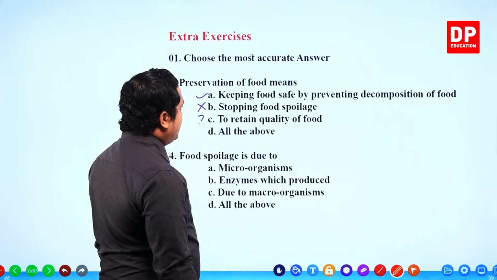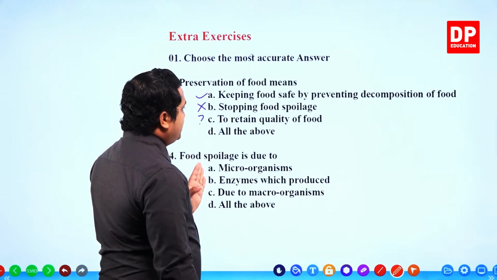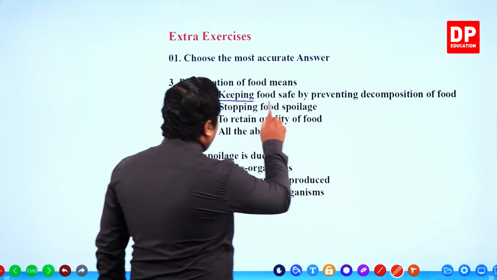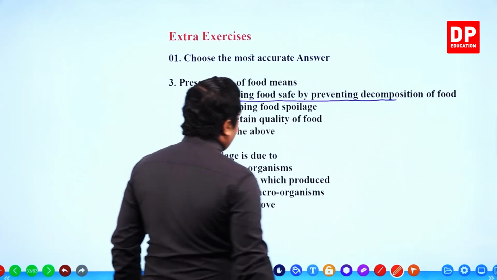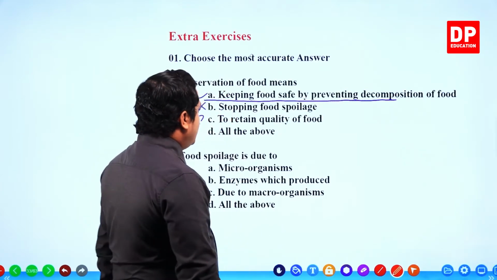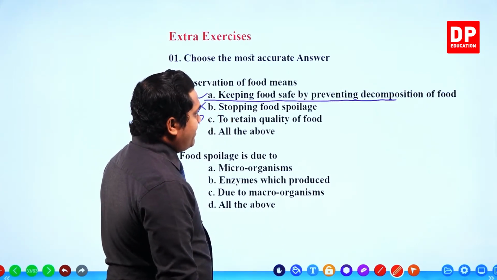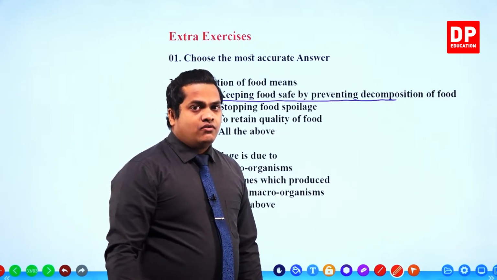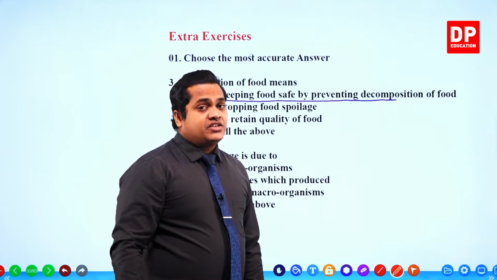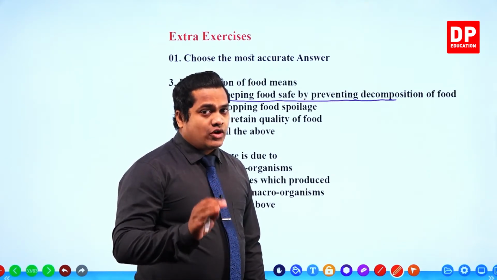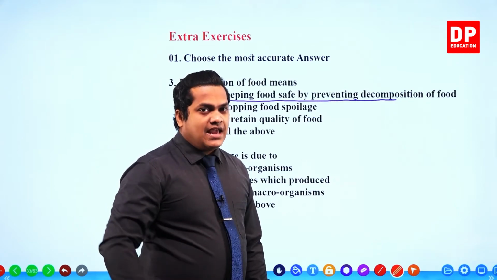Then, my dear children, food preservation means, the most accurate answer, it keeps the food safe by preventing decomposition. Okay. So keeping food safe by preventing decomposition of food can be simply taken as what? Food preservation. Remember, it's not talking about stopping the spoilage. It's talking about delaying, right?